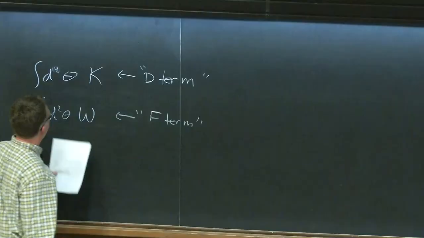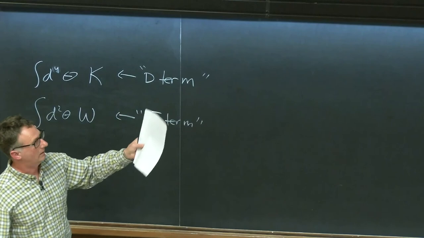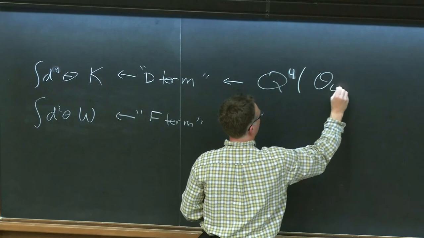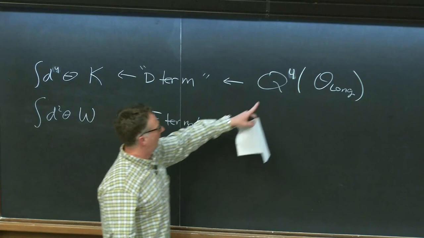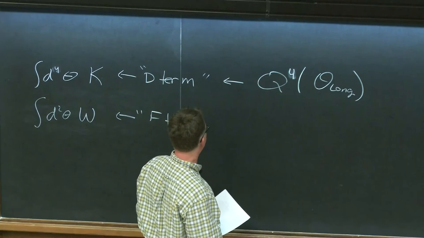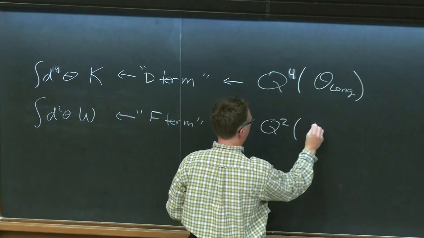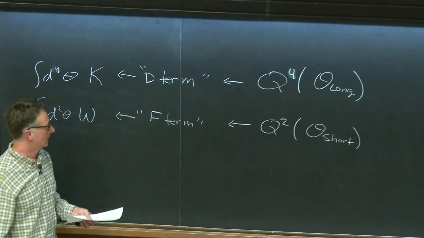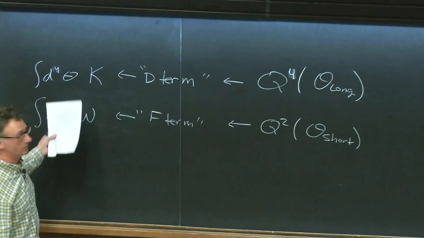The way that I'll think about this in terms of this description is that this is of the form like Q to the fourth acting on a long operator. If we act with all of the supercharges on a long operator, then we get something that's supersymmetric, and that's a D-term. And then this would be acting with Q squared on some short operator. In this case, Q squared acting on the short operator is also the top of the multiplet, and so if we act with any more supercharges, we'll get zero. These are examples of supersymmetry preserving deformations.